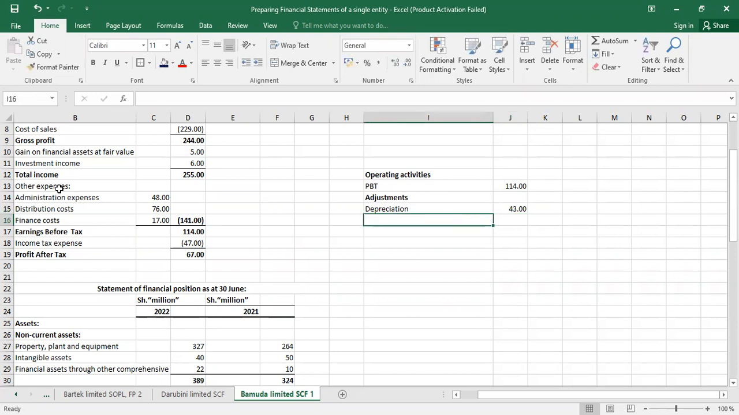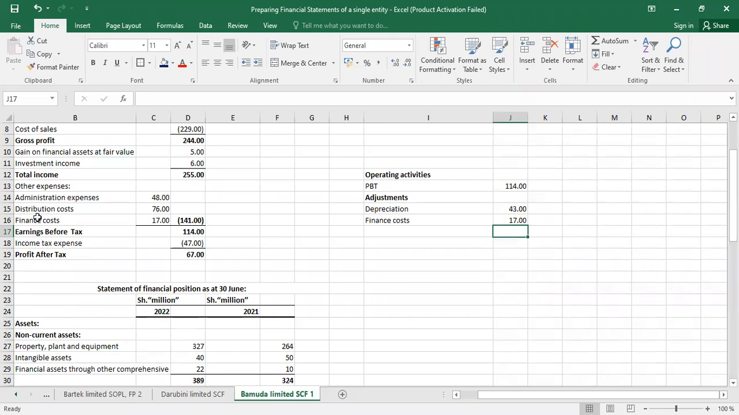So another thing is finance cost, isn't it? Because it's not an operating activity. That's why we're adding it back, isn't it? The 17 there. Then, so we are going this way back up.